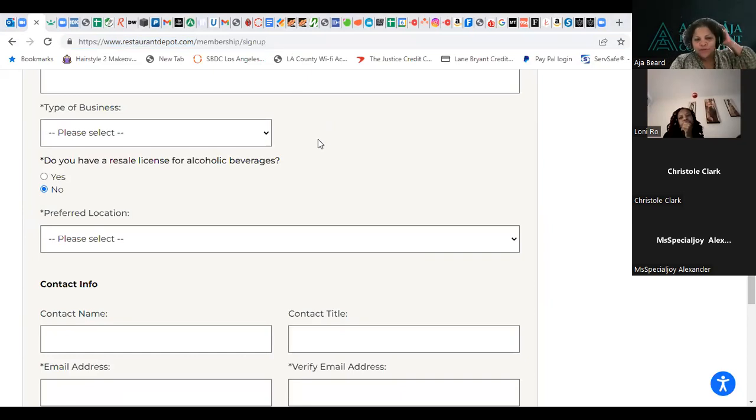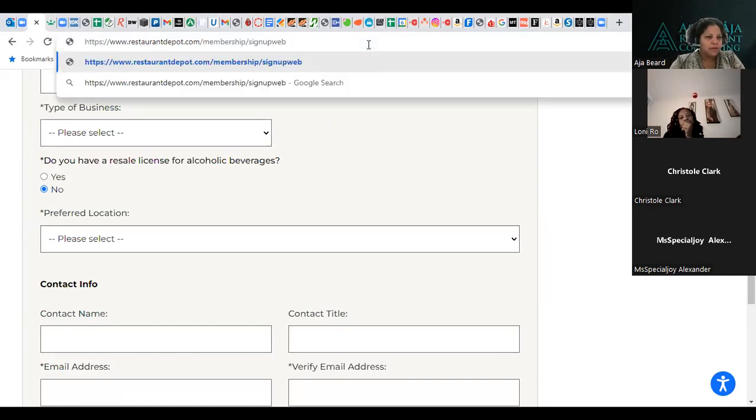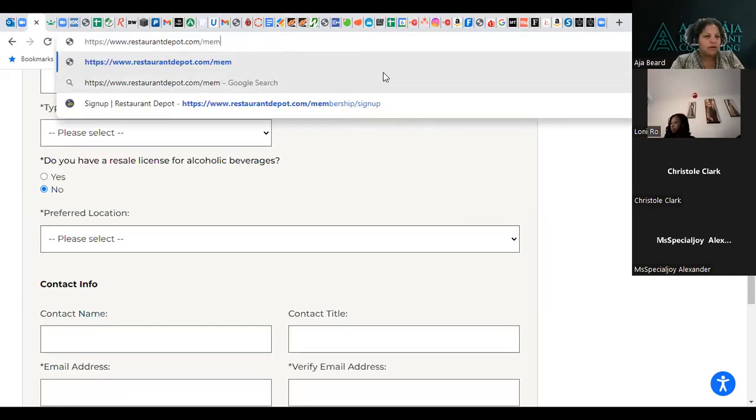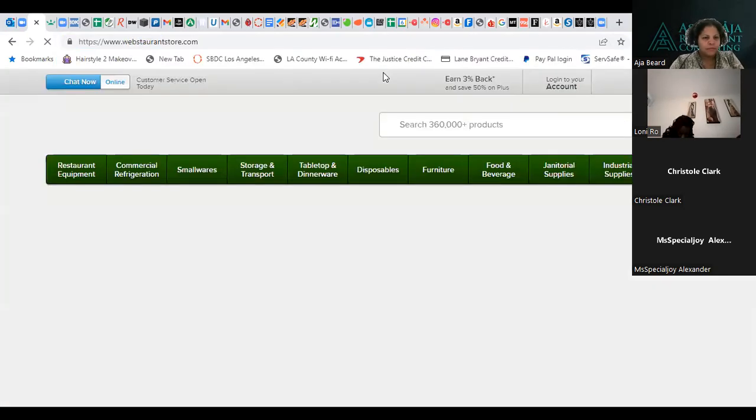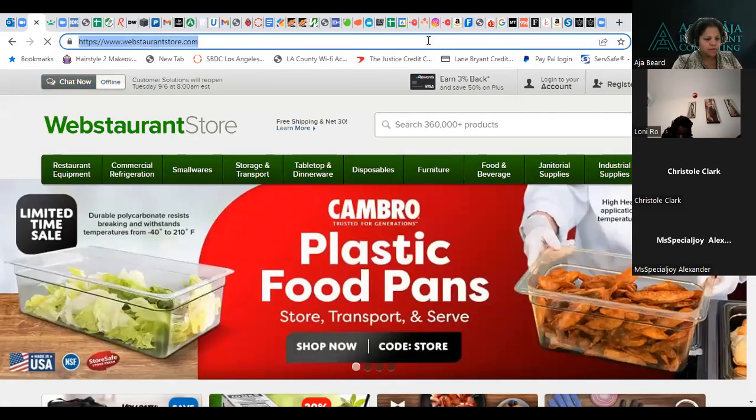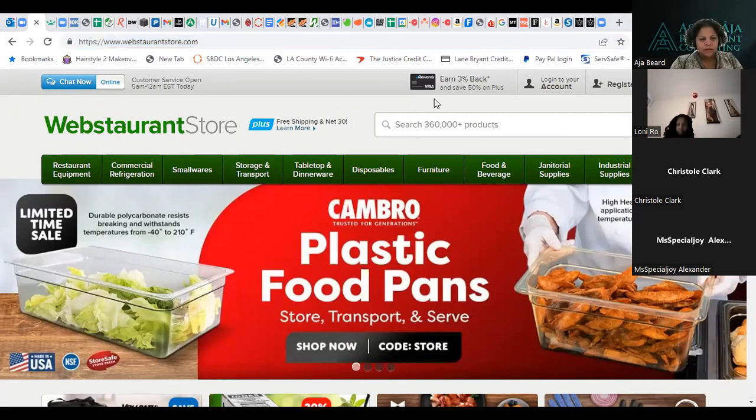And Webstaurant, I use Webstaurant all the time. Let me go to that. That's another one where you just place an order. It's not a membership site, and then you get the pricing. And you do get discounts based on the quantity that you buy. Is it webstaurant.com or .org online? .com. I dropped it in the chat.